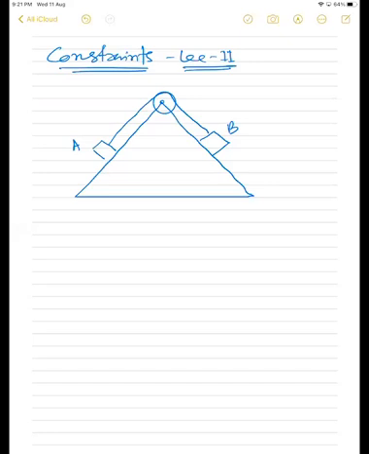See students, audible all? Yes, sir, audible. Let this be block A, this be block B, right? Let this angle be some alpha, let the other angle be beta. I'm not solving the numerical. I'm just telling you the concept.